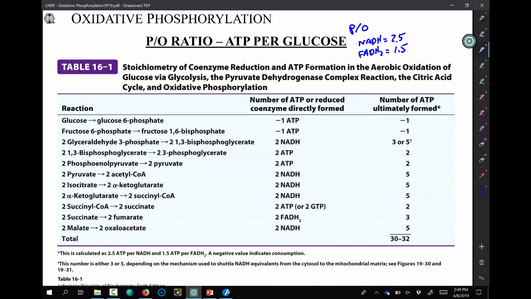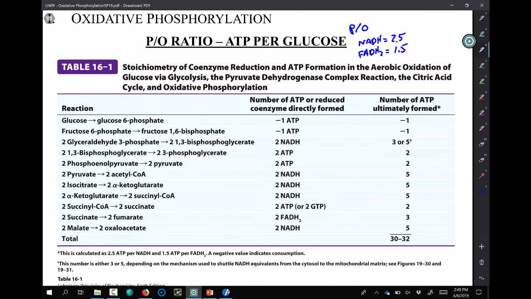Which some of you may remember from a lower level biology class. A lot of times you'll say, oh, per glucose molecule you get 36 to 38 ATP. Well, that assumes a P/O ratio of 3 to 2. And the subunits matter there as well.